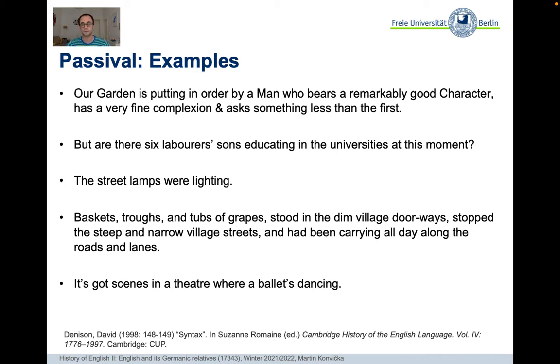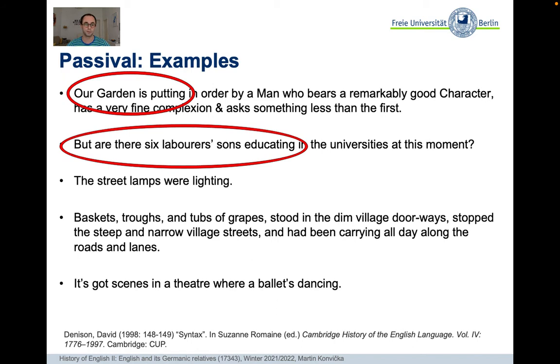So the first one, this is something that we've already seen. Our garden is putting in order, is being put in order. But there are others, like, but are there 6 laborer sons educating in the universities at the moment? Right? The street lamps were lighting.